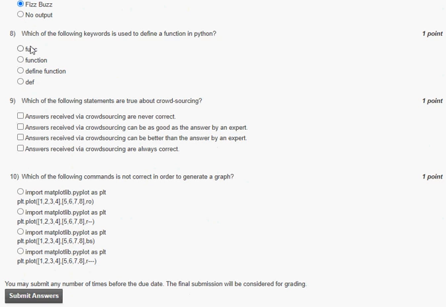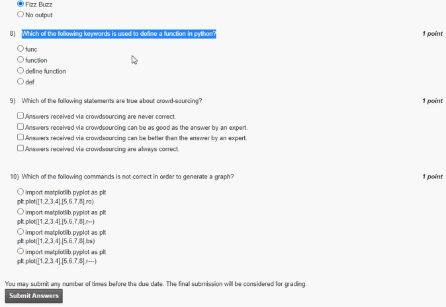And moving on to the eighth one: which of the following keywords is used to define a function in Python? The answer for the eighth question is option D, def.